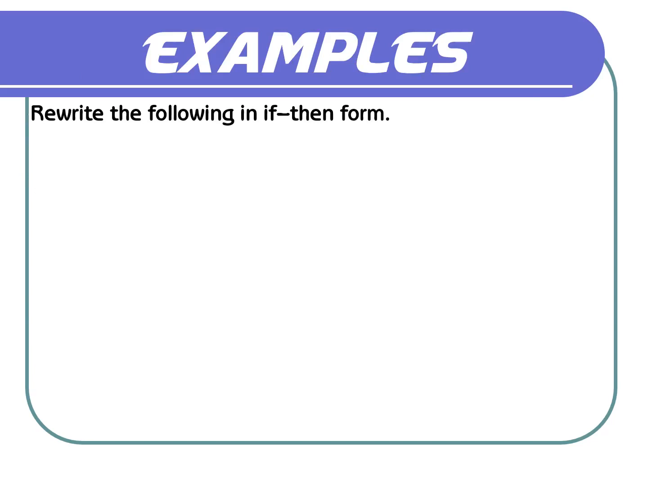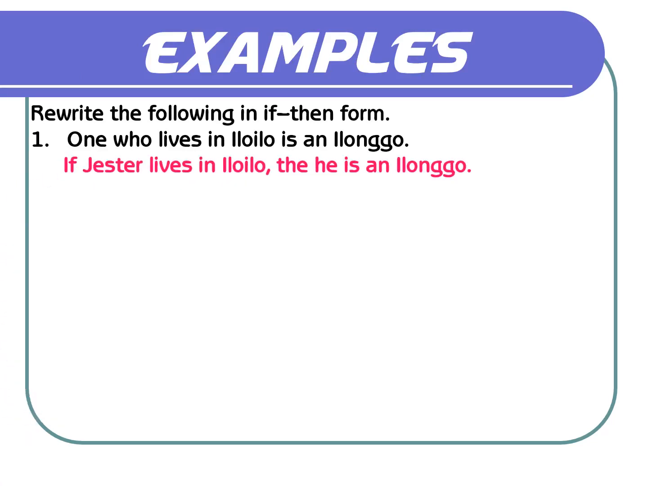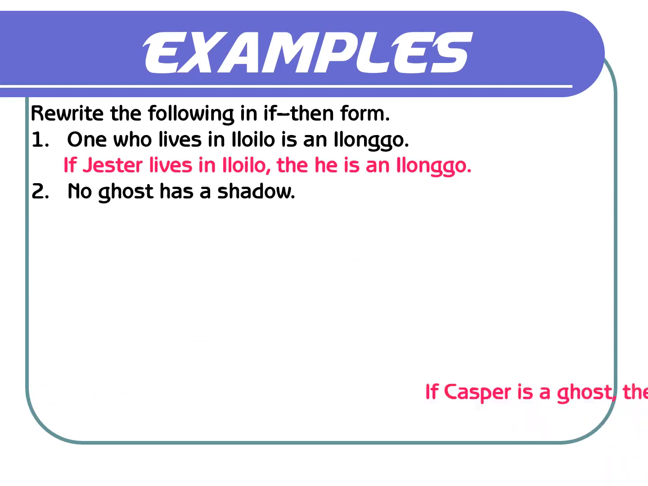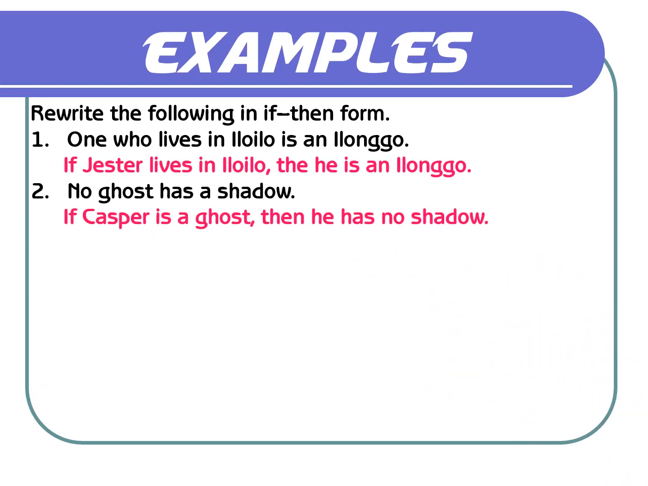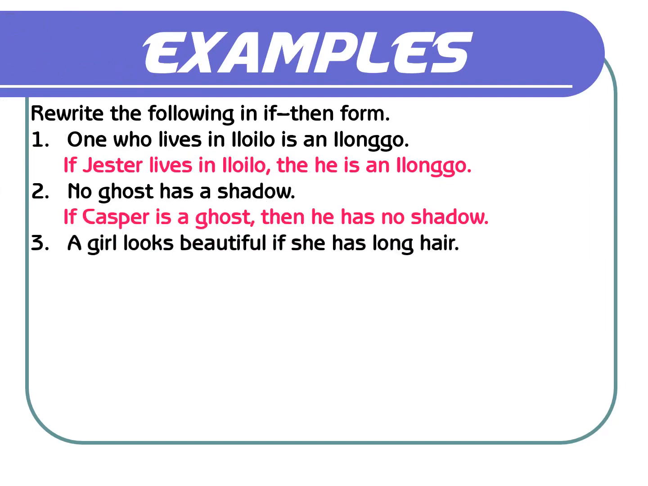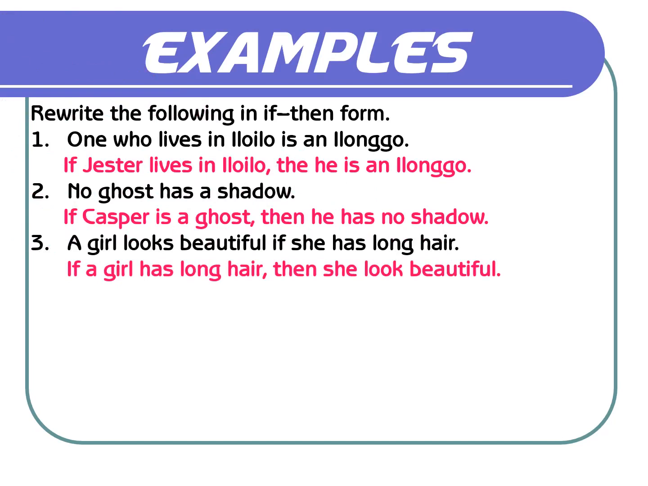Okay, let's have an example. Rewrite the following in an if and then form. Number 1, one who lives in Iloilo is an Ilonggo. You can write this as: if Jester lives in Iloilo, then he is an Ilonggo. Number 2, no ghost has a shadow. You can write this as: if Casper is a ghost, then he has no shadow. Number 3, a girl looks beautiful if she has long hair. We can write this as: if a girl has long hair, then she looks beautiful, or you can write a specific name.